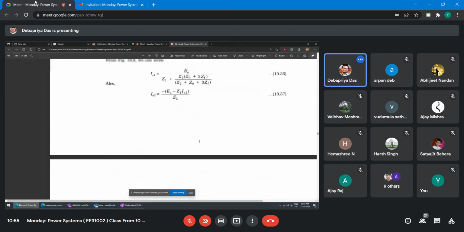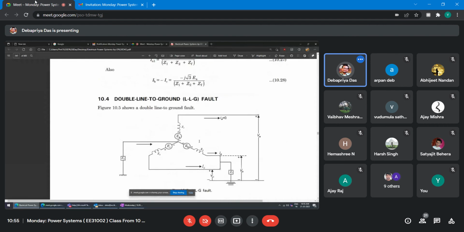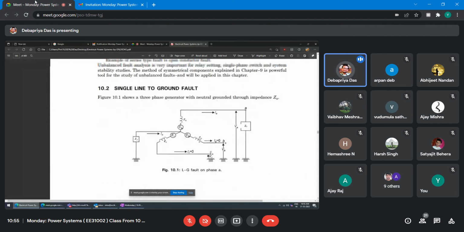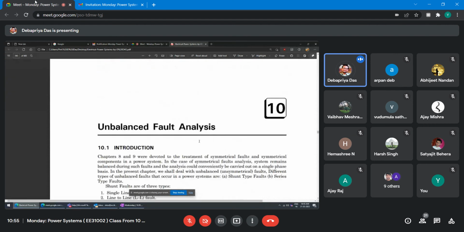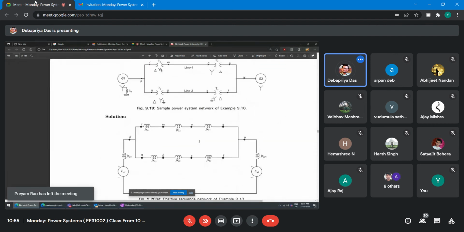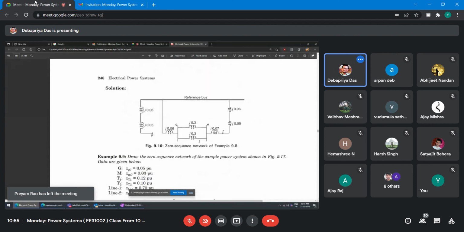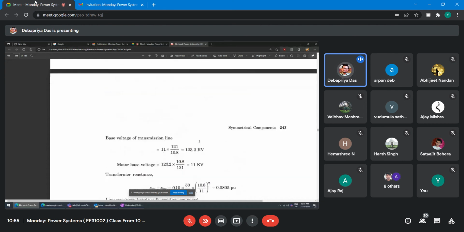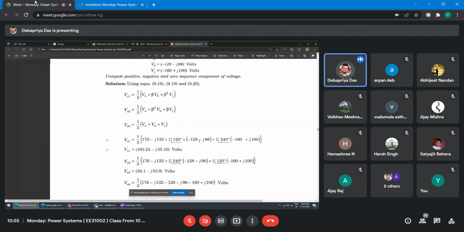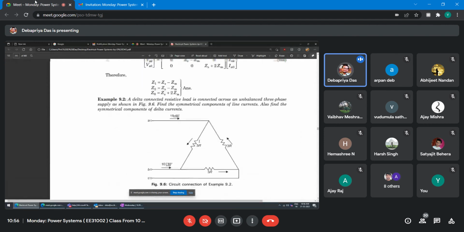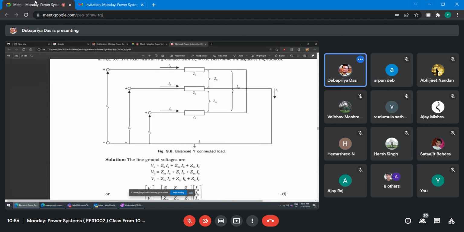Hold on. Transformer, generator, it is a line to ground fault. Is it chapter 9 or unbalanced fault? I think the previous chapter. Here. Sir? Yeah, just hold on. Let me find out. Right, and it is there. Transformer, synchronous generator, I also forget which chapter. Right, hold on.